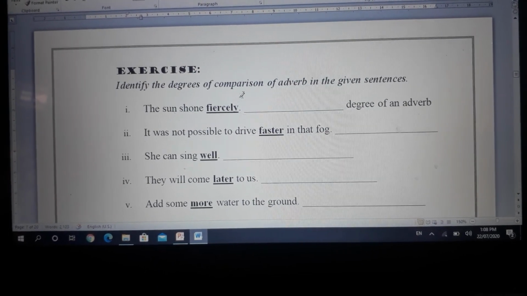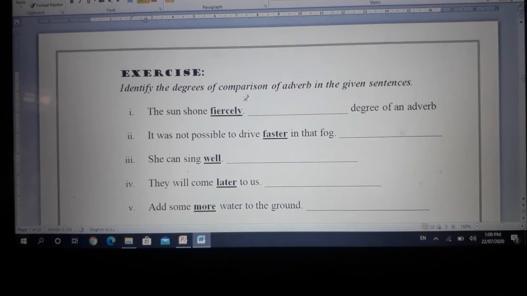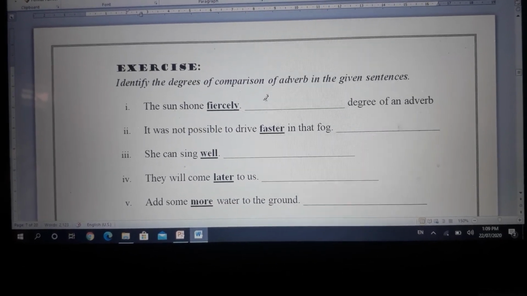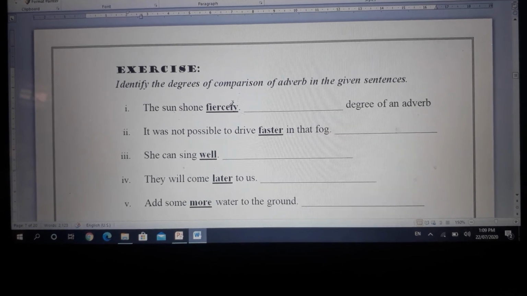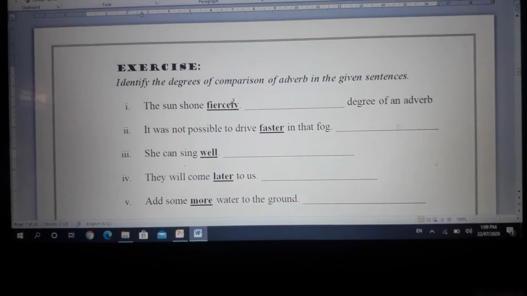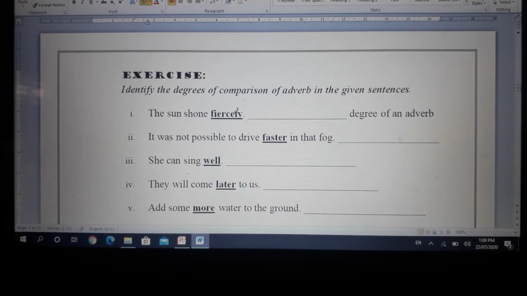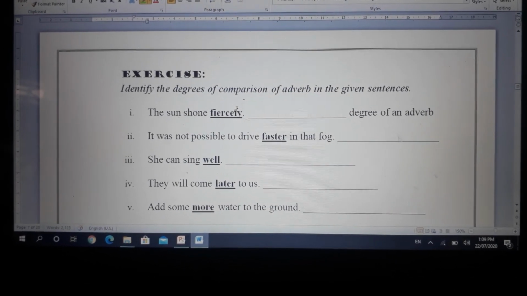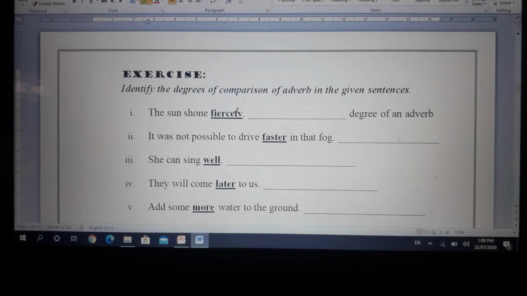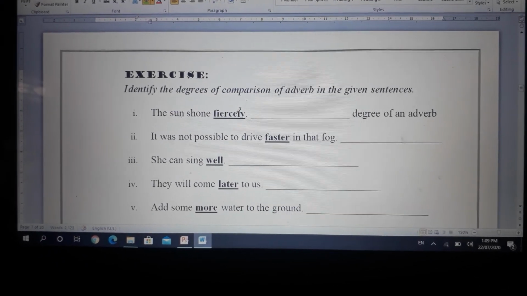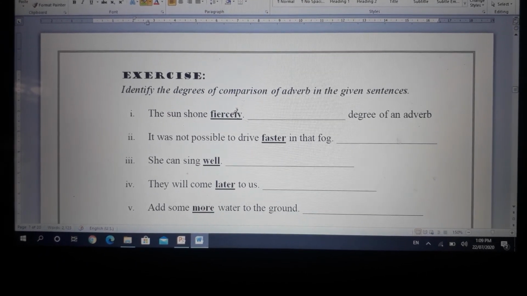Then here is your exercise in your booklet. Identify the degrees of comparison of adverbs in the given sentences. What you have to do, you have to identify the degrees of comparison. Like if it's positive degree, you will write positive degree. Okay, if it's a comparative, you can use comparative over there. And if it's a superlative degree, then write superlative degree over there.